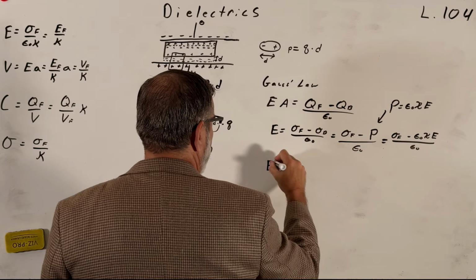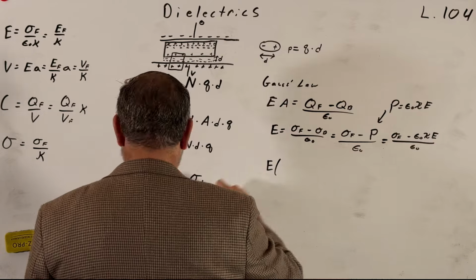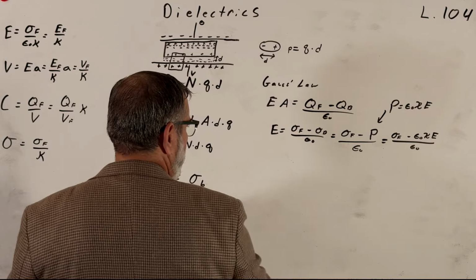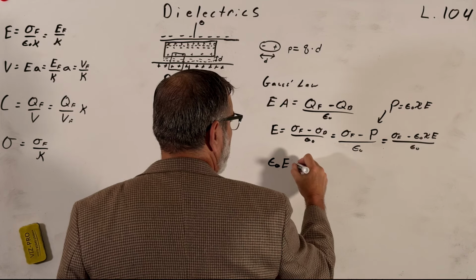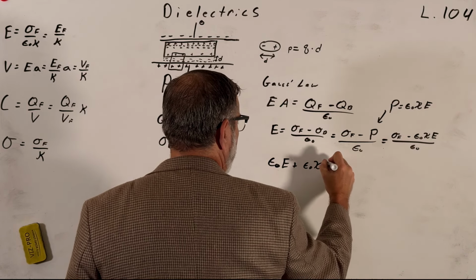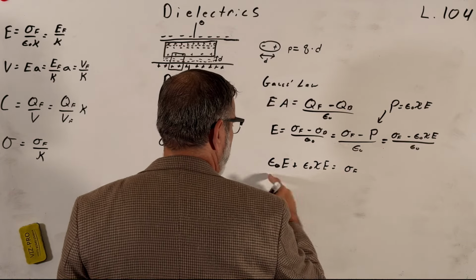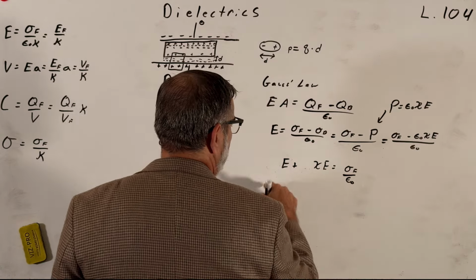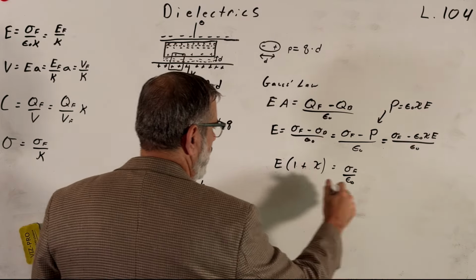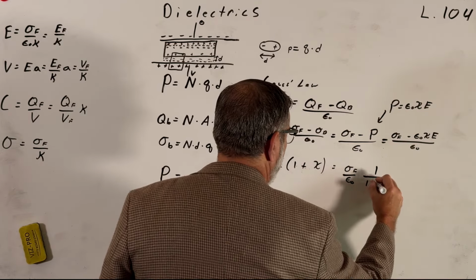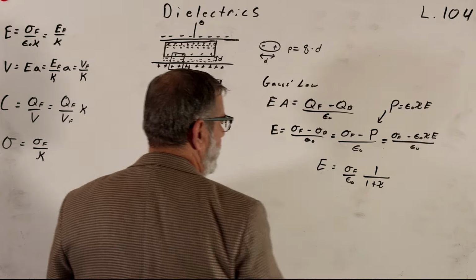We'll get E times, well, I multiply everything by epsilon naught. Let's see, I'll just do the algebra here. Epsilon naught E plus epsilon naught chi times E is going to equal sigma sub f. I can factor out the epsilon naught, factor out the E, and then move this over here, 1 plus chi, basically just dividing that out. That gives me the electric field is equal to this.